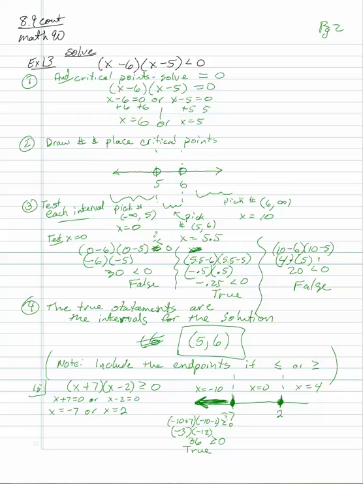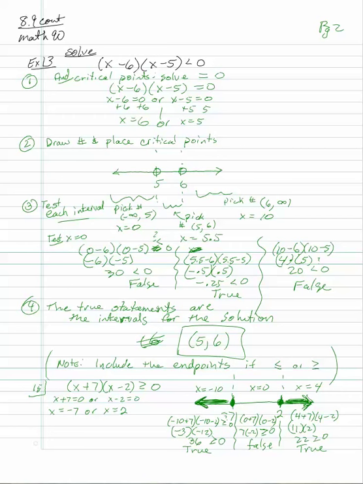So this part's true. So that part's part of the solution set. And then I plug in 0. Let's see. 0 plus 7 times 0 minus 2, which is 7 times negative 2, which is greater than or equal to 0? False. Because negative 14 is not greater than 0. So I don't shade that interval in. And then the last check would be 4. 4 plus 7, 4 minus 2. So that is 11 times 2, which is 22. That's true. So that piece is part of the solution.